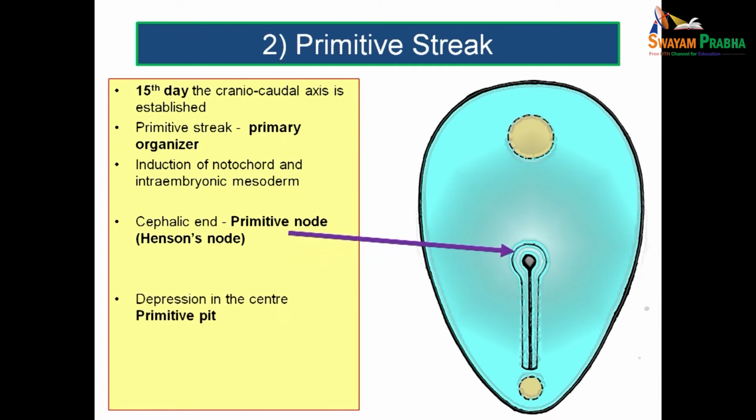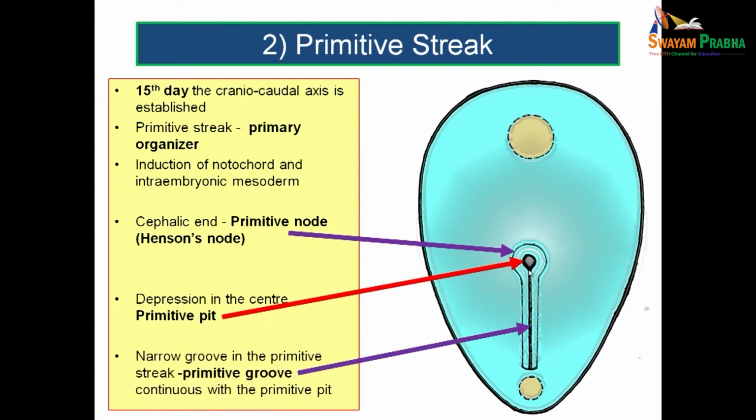Now, there is a depression in the Hensen's node. So, the depression in the Hensen's node is known as primitive pit. So, at the cephalic end of the primitive streak, you get an elevation that is known as the Hensen's node or primitive node, and in the middle of the Hensen's node, you have a depression that is known as primitive pit. Now, towards the caudal end of the disc, you can see a narrow groove in the primitive streak. This is known as primitive groove, which is continuous with the primitive pit.